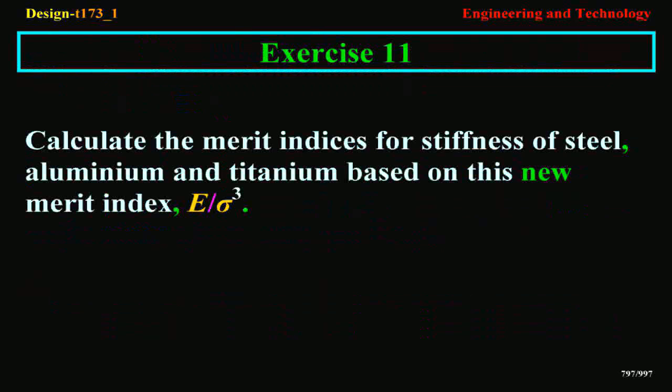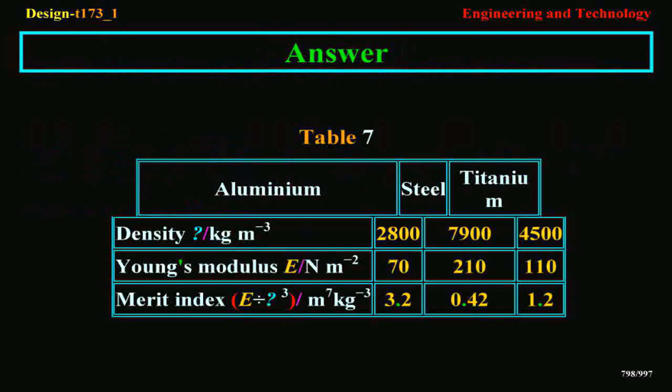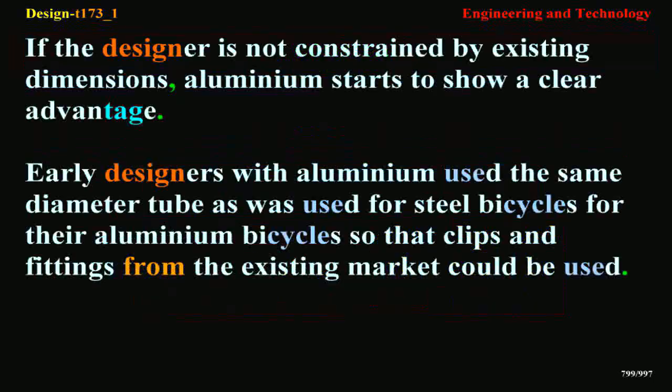If the radius is allowed to vary, an appropriate index for a thin-walled tube of a given weight of material is E^(1/2)/ρ. Exercise 11. Calculate the merit indices for stiffness of steel, aluminum and titanium based on this new merit index. Answer. Table 7: aluminum, steel, titanium; density, kg/m³: 2800, 7900, 4500; Young's modulus E, GN/m²: 70, 210, 110; merit index, values: 3.0, 2.0, 2.1. If the designer is not constrained by existing dimensions, aluminum starts to show a clear advantage.